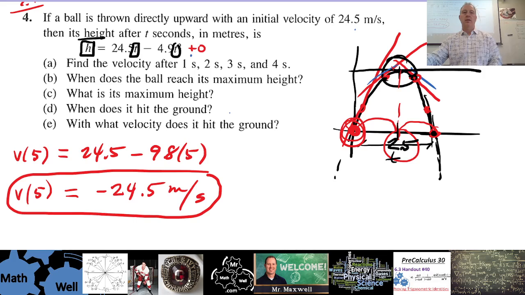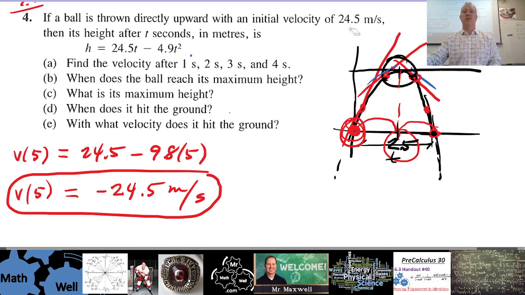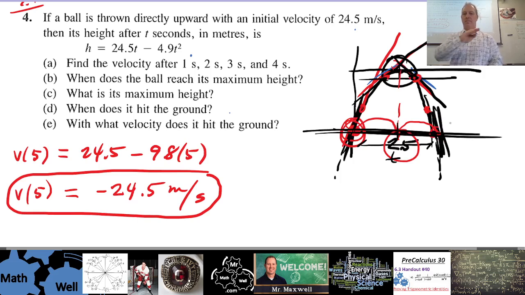Okay. Now the other way you could think about this, right? The ball is thrown upward with a velocity of positive 24.5 meters per second. So in these symmetries, the slope of the tangent, remember this tangent and this tangent at the same height are just opposite. So this tangent and this tangent in the same horizontal line should be equal and opposite.